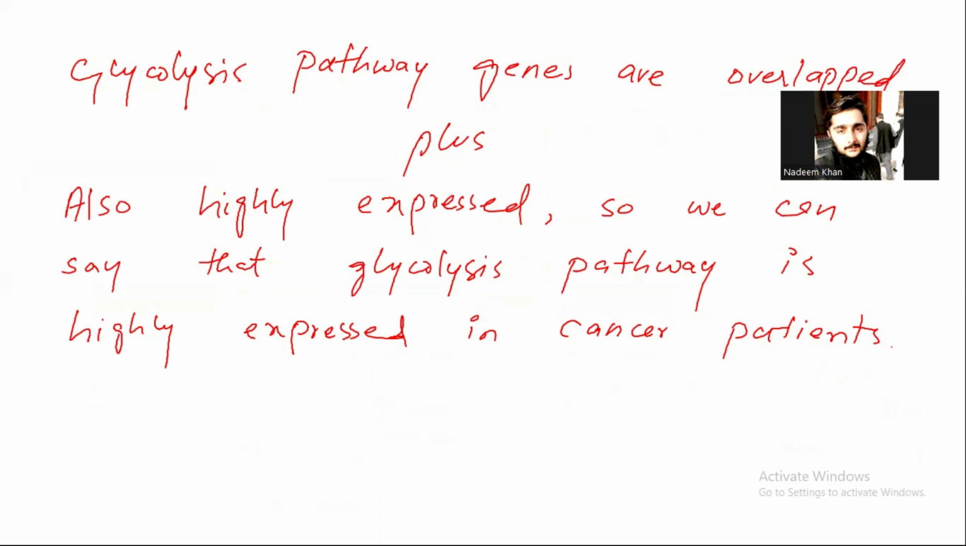The basic principle of gene set enrichment analysis is that we want to see the pathways. Our input genes are overlapping with other genes, and the log FC values tell us that our genes are overlapped, and if they are highly expressed, which pathways are included. So this was a brief overview of gene set enrichment analysis.